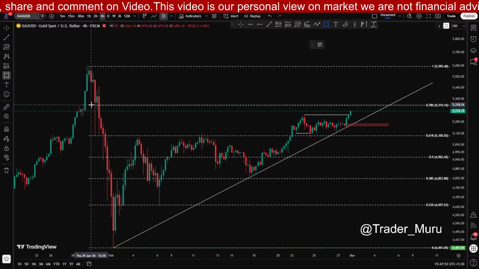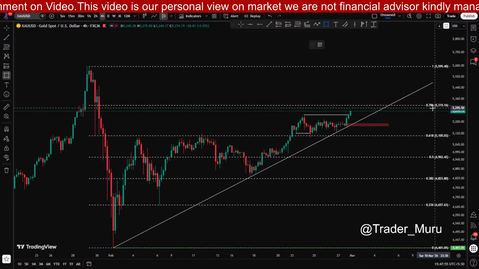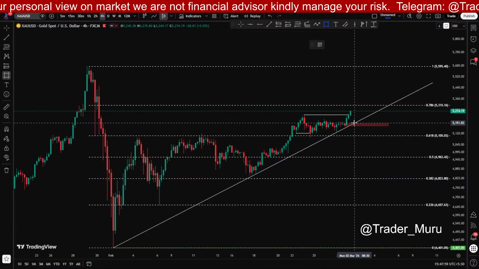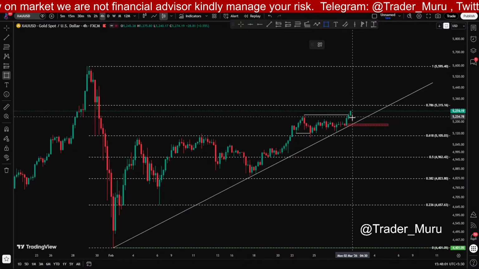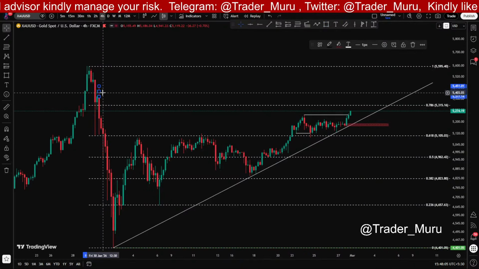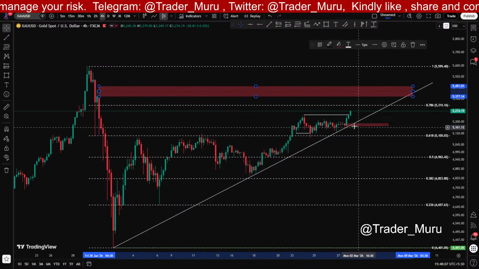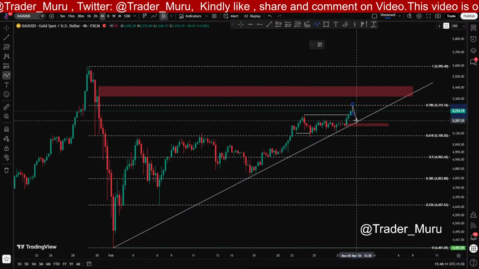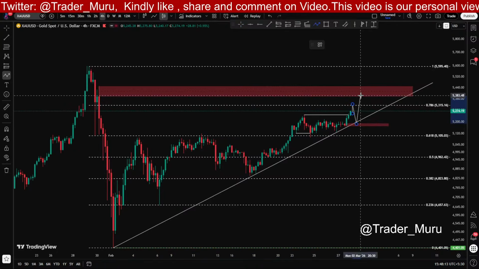First 5300 to this 5315 area. It will get retracement till this one, our POI, then again pump till our resistance area. So we will watch for this move. First pump, drop and again pump.